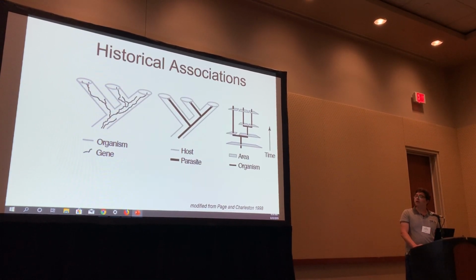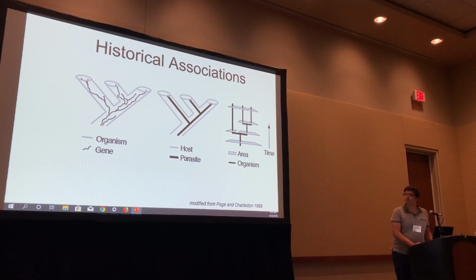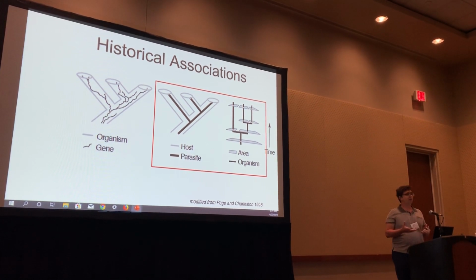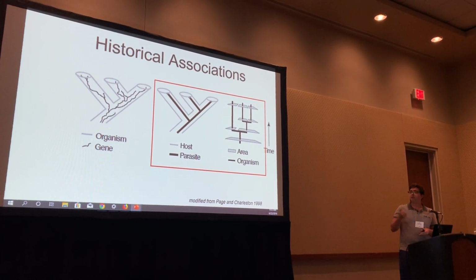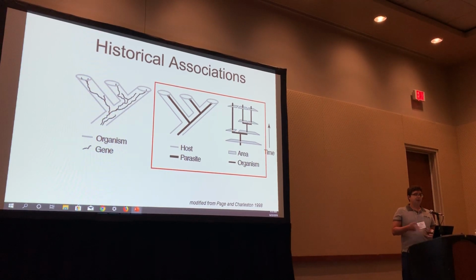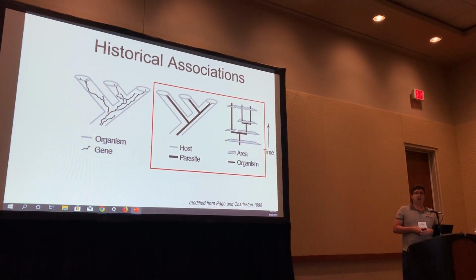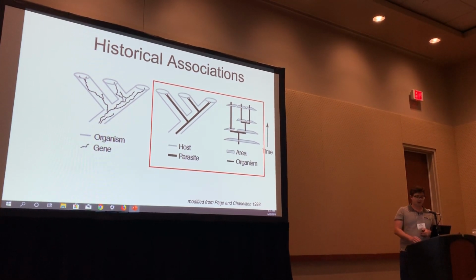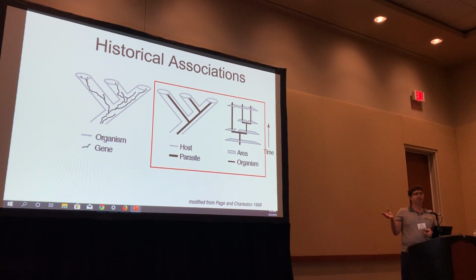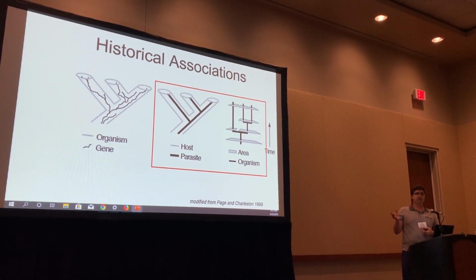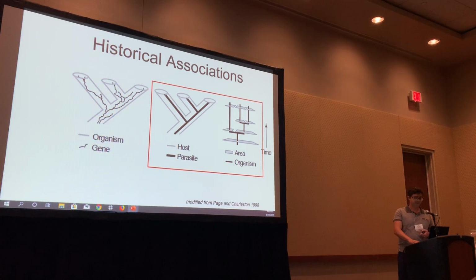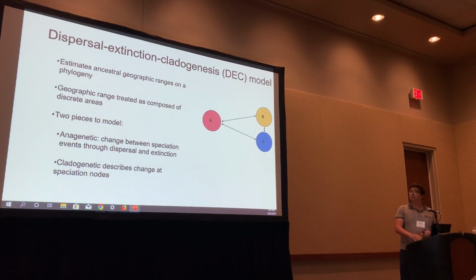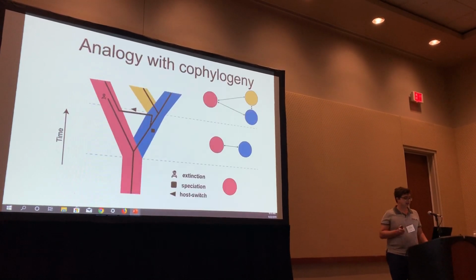So getting back to our historical associations, unlike cophylogeny, which is still kind of using this parsimony framework, historical biogeography has seen a lot of development as far as statistical mathematical type models. And so the idea here is whether we can use those models that have been developed for historical biogeography to try and learn something about cophylogeny. And so that's the main question of my talk. Specifically, I'm going to try and apply the DEC.